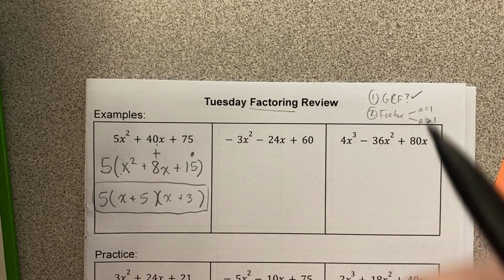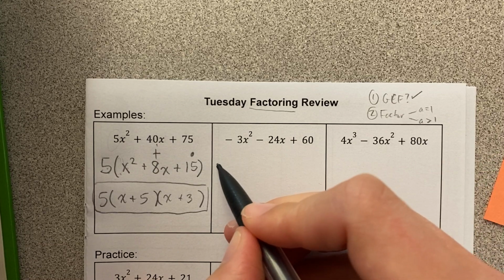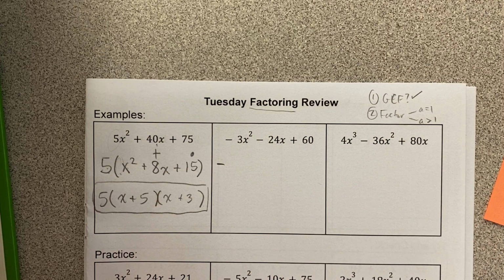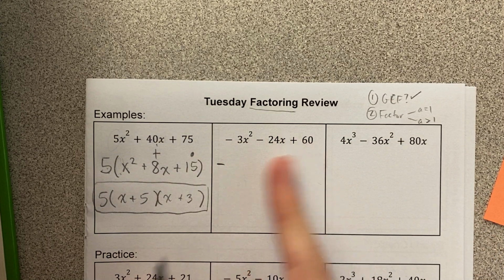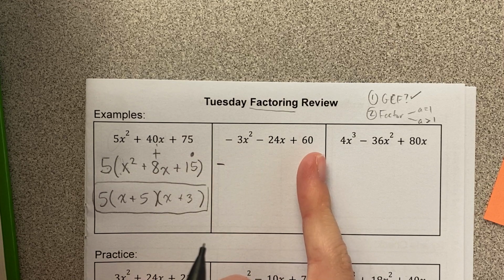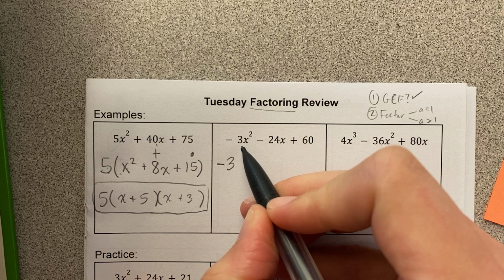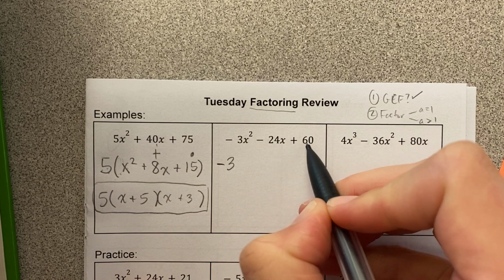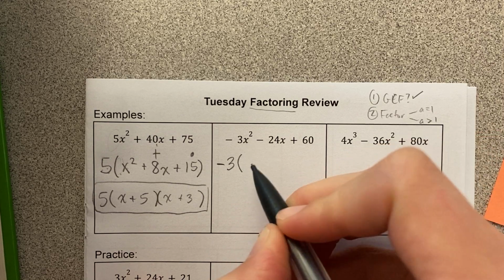Okay, next example. Here, the first thing I notice is there's a negative out in front. So right away, I know I'm going to take out a negative GCF if I see a negative out in front. And what's the greatest common factor of 3, 24, and 60? What number multiplies to 3, 24, and 60? I'm going to say that's 3, right? Only two numbers multiply to 3, 3 and 1. So does 3 multiply to 24? Yes. Does 3 multiply to 60? Yes.